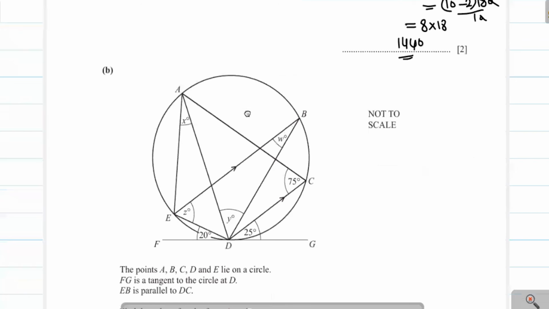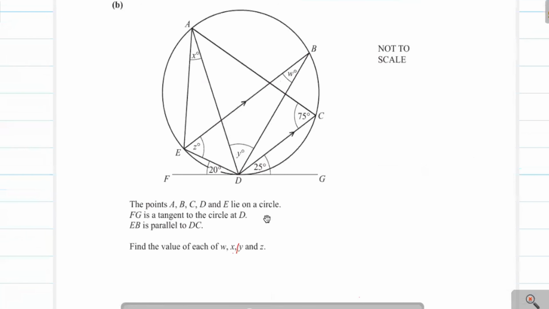Now the part B. In this part B, the points A, B, C, D, and E lie on a circle.